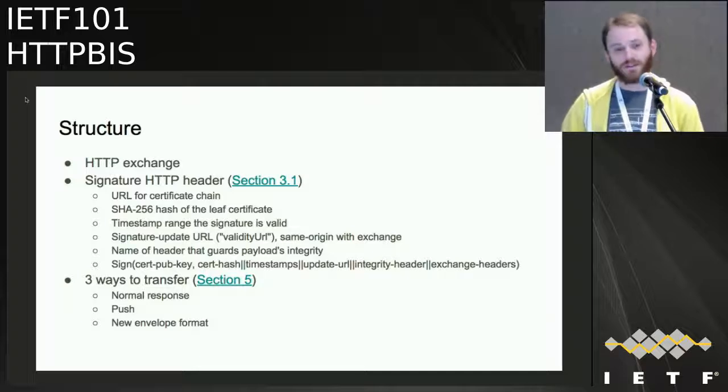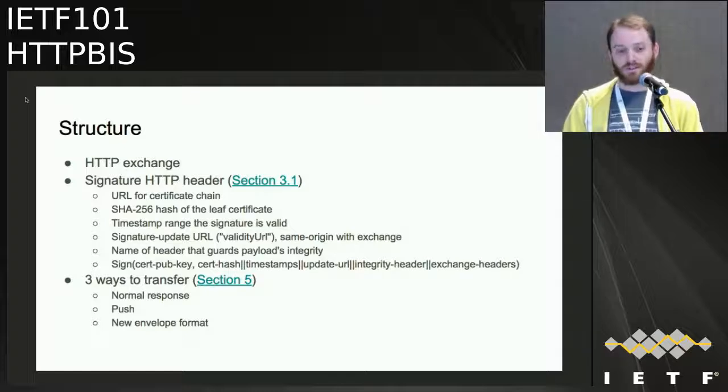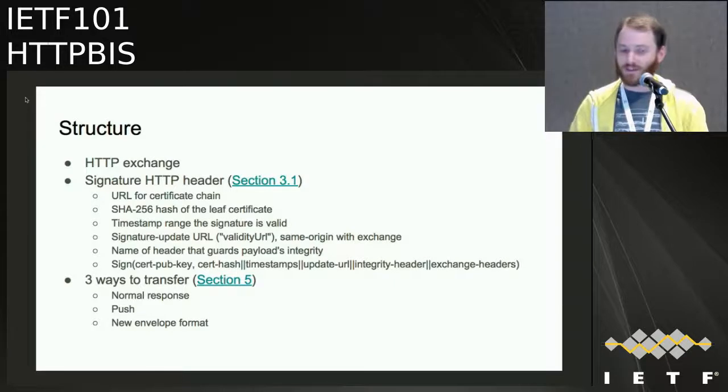The basic structure here is you have an HTTP exchange. We define a new signature header, which signs a collection of things. It identifies a certificate chain and gives the hash of the certificate you expect to find there. That's a URL rather than just embedded, because you might have the same certificates for several different signed exchanges. It gives a validity range, which is currently limited to 7 days to match the OCSP validity window. It gives you a URL that you can use to update the signature so that you can get a new signature at the end of that validity range without re-downloading the entire exchange.